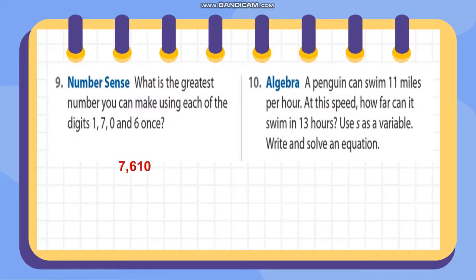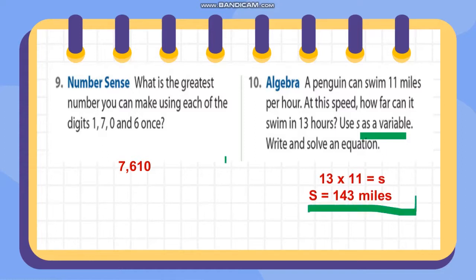Let's continue. Number 10. A penguin can swim 11 miles per hour. At this speed, how far can it swim in 13 hours? So use S as a variable and write and solve an equation. So the answer is we're going to multiply 11 multiplied by 13. So 11 multiplied by 13 or 13 multiplied by 11 is equivalent to S. S means a variable, the unknown. So when we multiply 13 multiplied by 11, the answer is 143. So that is the answer.